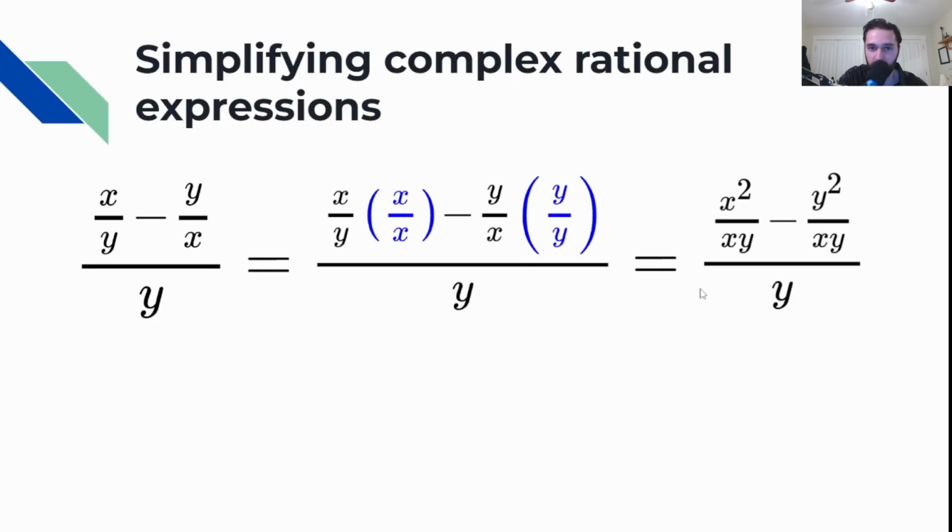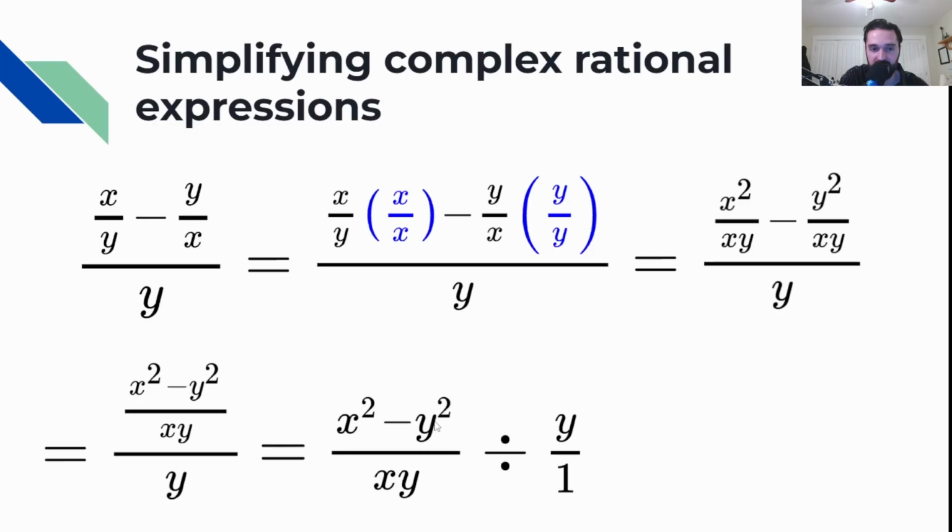When we perform the fraction multiplication, we get x squared over xy minus this result, y squared over xy. That whole thing is being divided by y. So we got our common denominator, so we can condense two fractions into one. That's what happens when we add or subtract fractions. Up top we have x squared minus y squared, and then on the bottom we have the common denominator of xy.